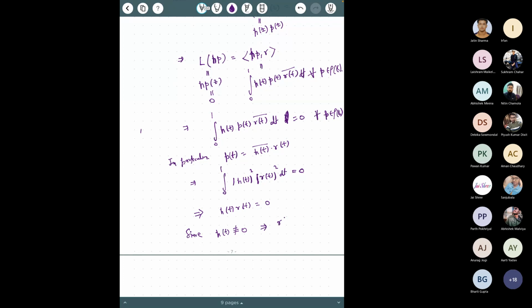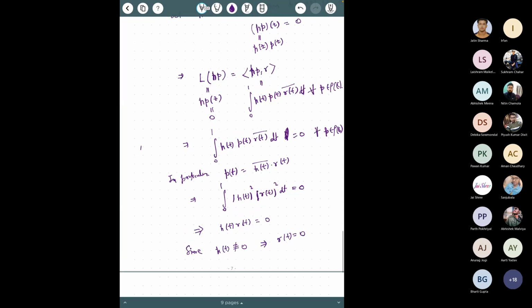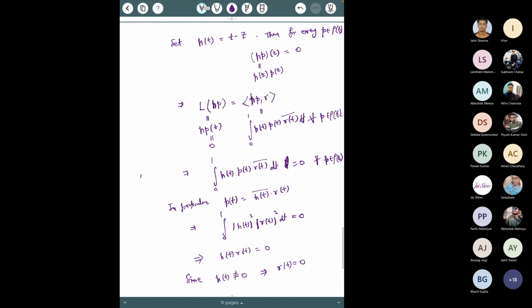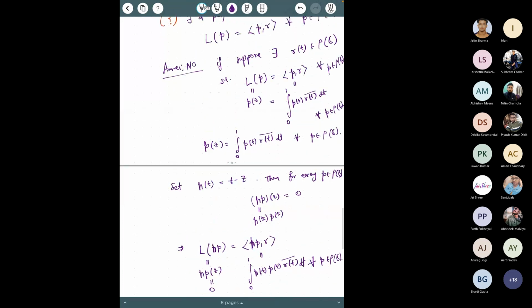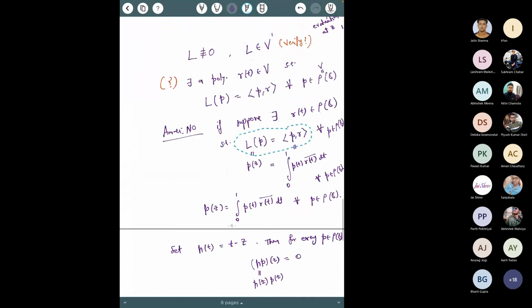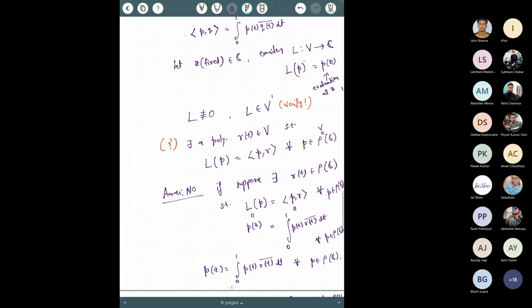If this R is 0, I'll come back to this. If this R is 0, then this is a contradiction, because here you can see this is what we have assumed. If this R is 0, that means L of P is 0 for all P. But if L of P is 0 for all P, that means this L itself is 0. But then we know that L is a non-zero function. So this is a contradiction. So whatever we have assumed, that there exists such an R, is not true.